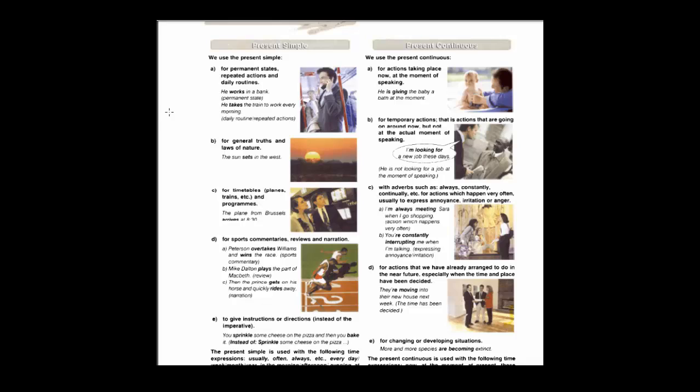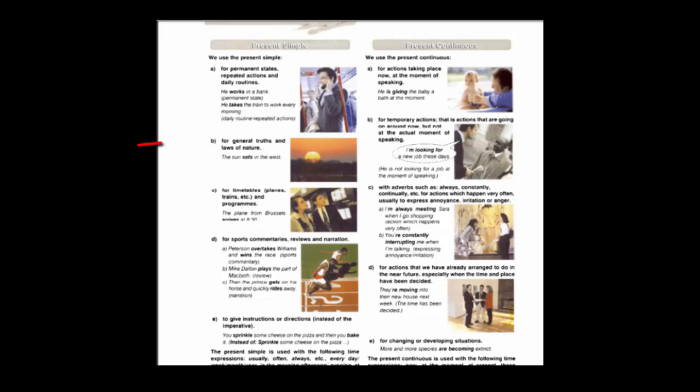The usage of the present simple is the following. The first one: use the present simple for permanent states, repeated actions and daily routines. For example, he works in a bank, or he takes the train to work every morning. So that means the action happens regularly, on a regular basis.